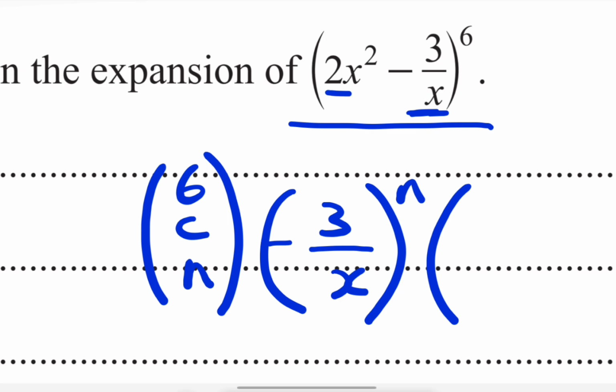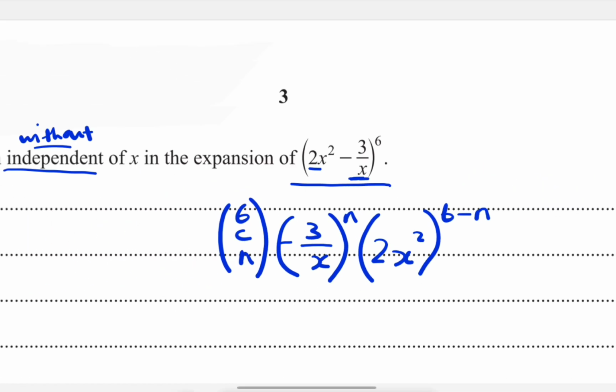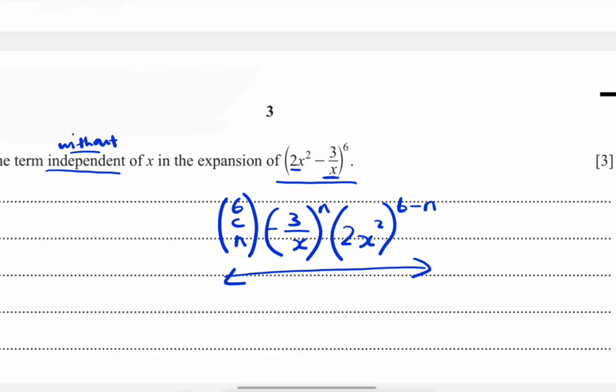Then our 2x squared to the power 6 minus n. Now we're going to make an equation in terms of n, because we know that the term does not have x. So the powers of x should add up to 0. That's what we mean by a term independent of x.